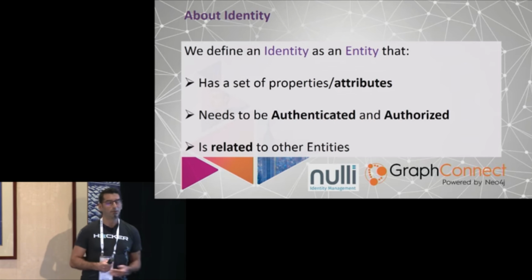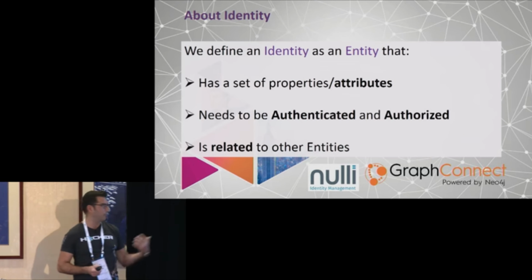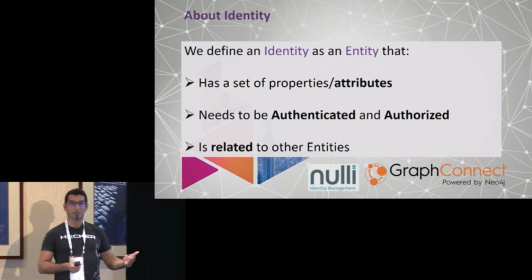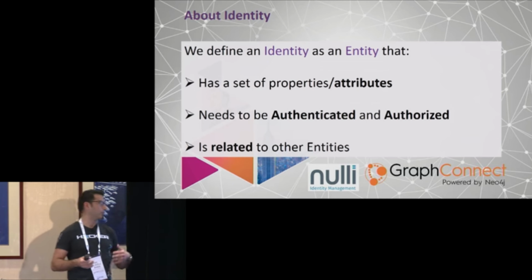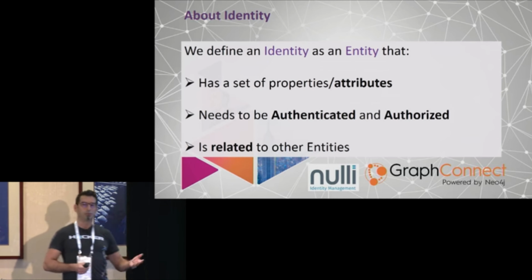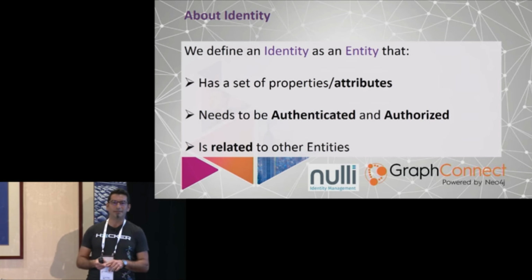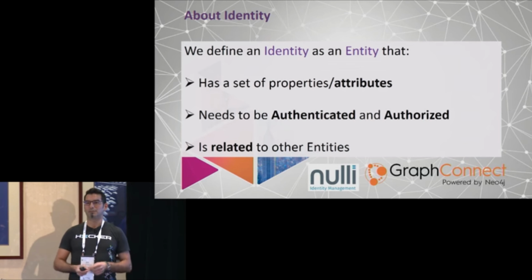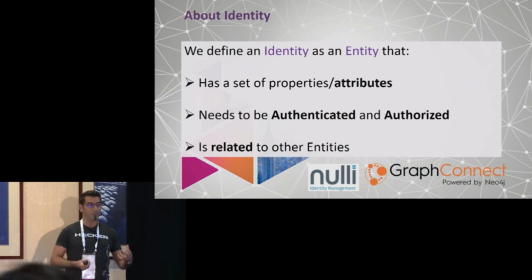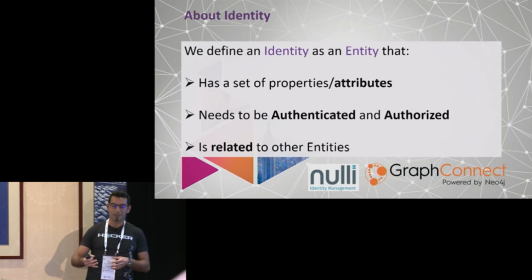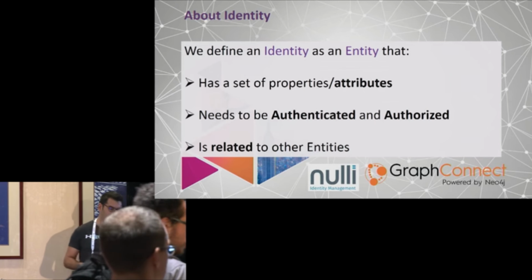So, jumping in, this is basically how we define identity. We at Nulli think that it applies to a lot of cases. It helps us figure things out, really. So first of all, an identity is something that has a set of properties. This is true for a lot of things, but especially true for identities. Cool. The second thing is that an identity is an entity that needs to be authenticated and authorized. So what that means is that it's an actor, it performs an action, and that action needs to be authenticated and authorized. That's probably the most important one, actually.